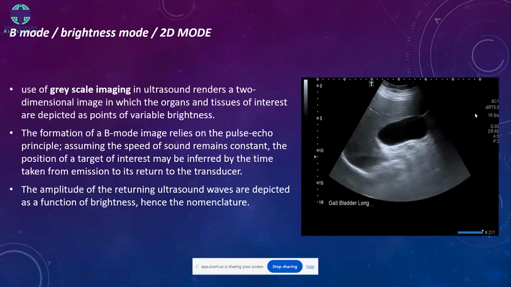The formation of the particular image of the tissue depends on the pulse echo principle. That is, assuming that the speed of sound remains constant, the position of the target of interest may be inferred by the time taken from emission of this ultrasound wave to its return to the transducer. And the amplitude of the returning ultrasound wave is depicted as a function of brightness. Hence, this mode is called a brightness mode or B mode.